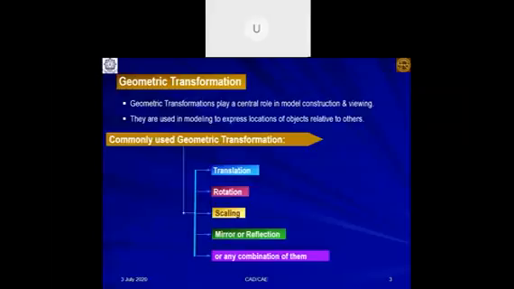So the only thing you have to know from the user's point of view: in case of translation, the transformation parameters are displacement along the x, y, and z directions. For rotation, theta is the transformation parameter. For scaling, the scale factor is the transformation parameter. For the mirror or reflection, you have to choose with respect to which point or which line you would like to do the mirror or reflection. These are the transformation parameters to choose during your solid modeling.